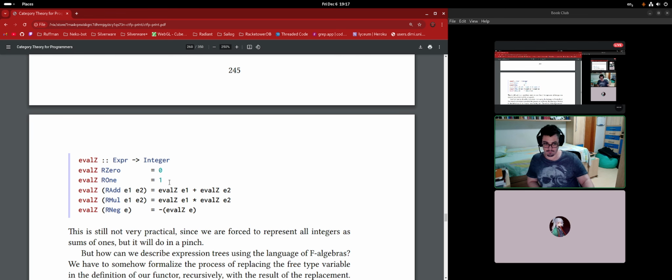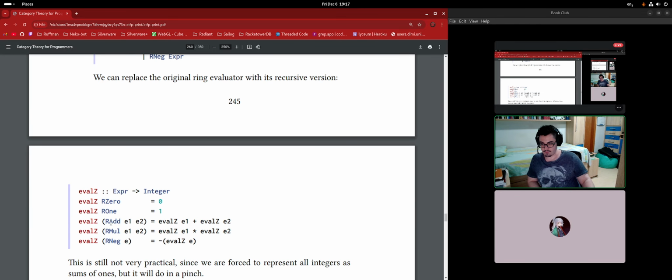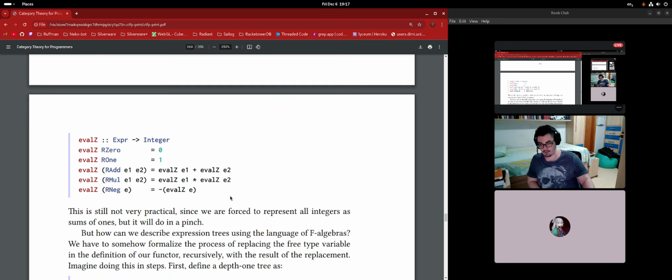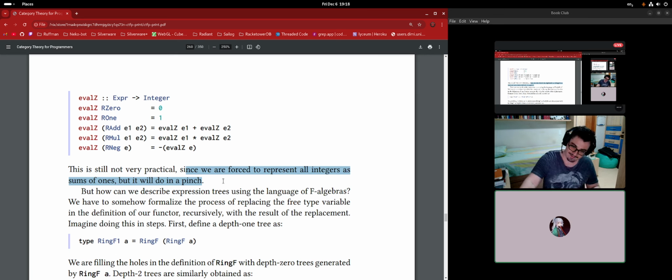We can replace the original ring evaluator with its recursive version. The previous version doesn't have recursion. This one does, right? Because if you have an addition, like here, you don't actually have the integers. You can have nested stuff, and the leaves need to be the numbers themselves, and it's still not very practical, since we are forced to first represent all integers as sums of ones. Unary for the win.